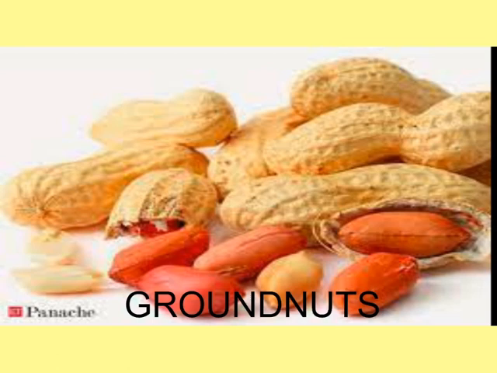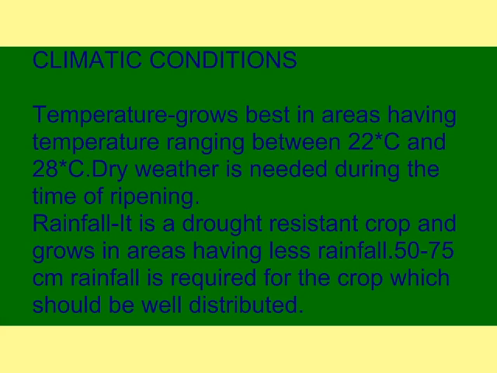Now, what are the climatic conditions required for groundnuts? Temperature: it grows well in areas having temperature between 22 degrees centigrade and 28 degrees centigrade. Dry weather is needed during the time of ripening. For rainfall, it requires 50 to 75 centimeters, which should be well distributed, since it is a drought resistant crop and grows in areas having less rainfall. So that is the rainfall and temperature required for groundnuts.